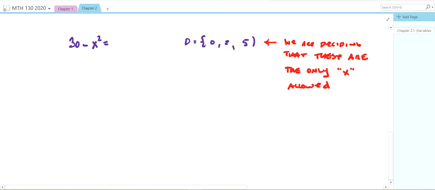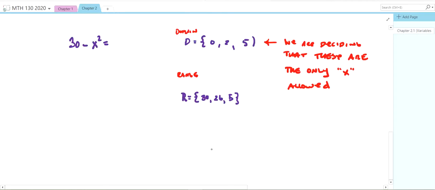So, if that's our domain, then our range is what? I'll call the range R, the set R. So if we put 0 in here, 30 is one value in our range. If we put 2 in here, 2 squared is 4. 30 minus 4 is 26. And if we put 5 in here, 5 times 5 is 25. 30 minus 25 is 5. So here's our range associated with that domain.